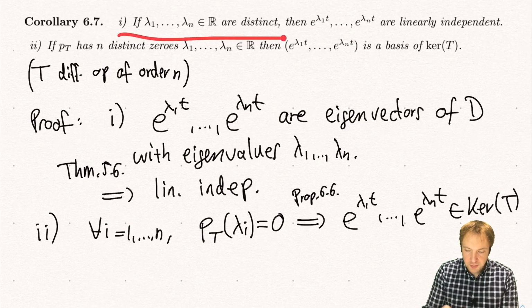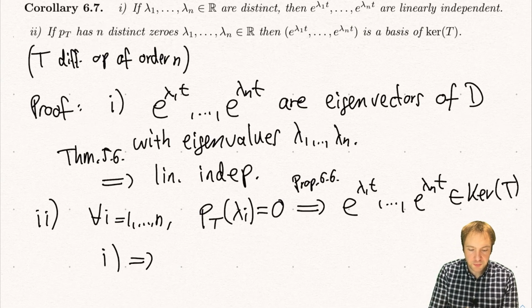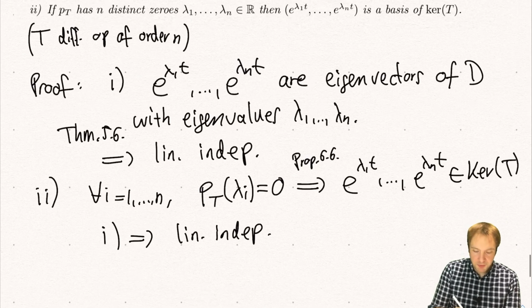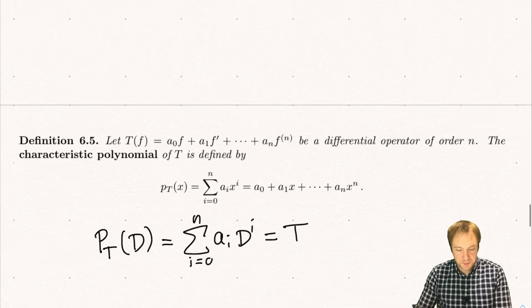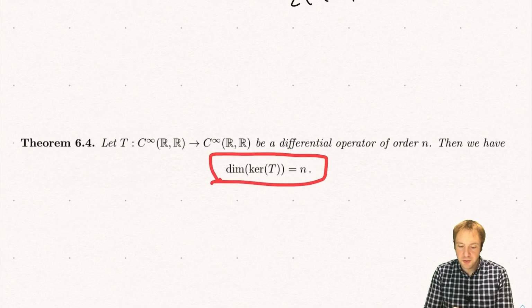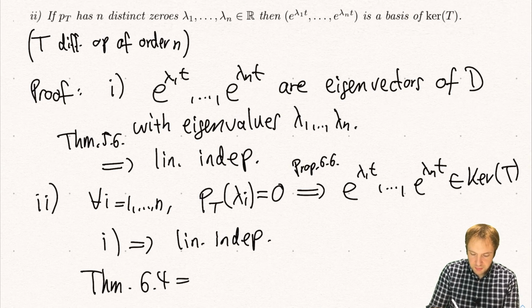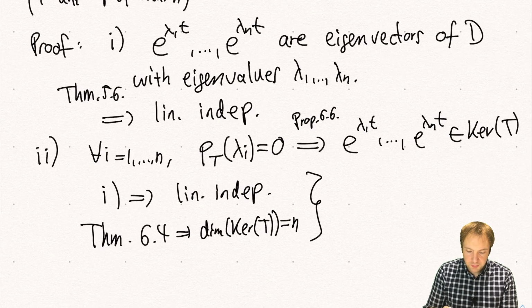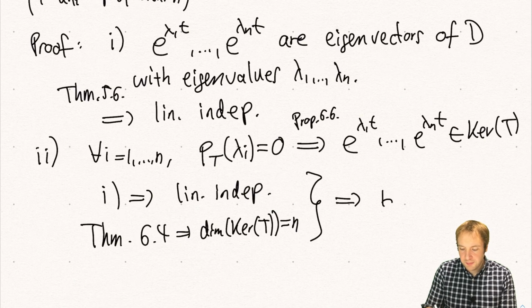And now by number 1, we see that they are linearly independent, because we now assume that they are different, and therefore these functions are linearly independent. And by this theorem, which we didn't prove yet but will use here, theorem 6.4 was a statement that the dimension of the kernel of a differential operator of order n is always n. So in this case, the dimension of this kernel of T is n. Combining this, we have n linearly independent vectors in an n-dimensional space, and therefore they are a basis.